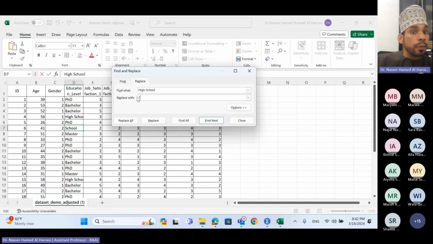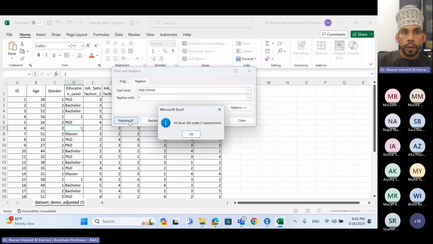In relation to demographics only, we can assign any number. It must be a number. But what is the number? It is up to you as a researcher. So high school, for example, we will replace it by 1.